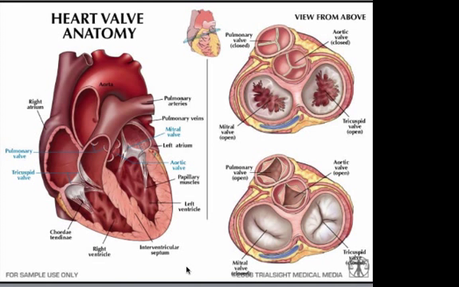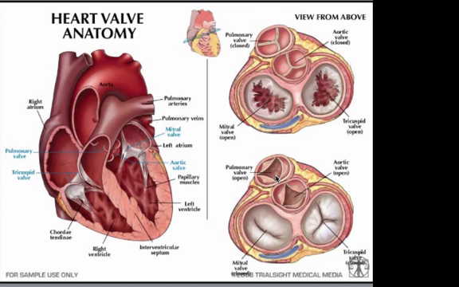This picture gives us a second look at some of those valves. Over here we have the view from above, and we can see that the bicuspid valve and the tricuspid valve are named as they are because of the number of cusps, or flaps, that they have. So the tricuspid has 3, bicuspid has 2.